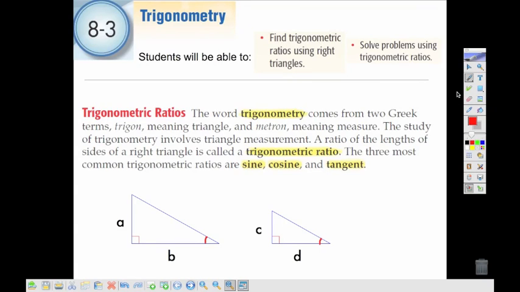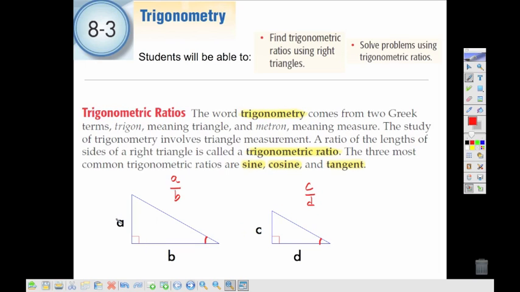In section 8.3, we start trigonometry. Trigonometry is looking at ratios that we find in right triangles based on the fact that if we have similar triangles, we'll always have the same ratio. So if I know that I have the same angles here in these triangles, then if I take A over B, it would always be the same as C over D.